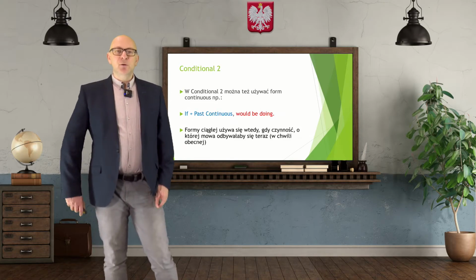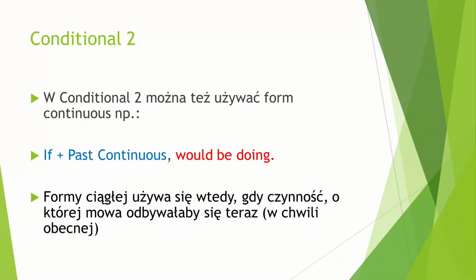All right, now an interesting thing is that in the second conditional, you can also, not always, but you can also use the continuous forms. So, instead of past simple, after if, you can use past continuous. Instead of would plus the infinitive, you can use would be plus gerund, plus ing form. So would be doing, would be going, would be playing.